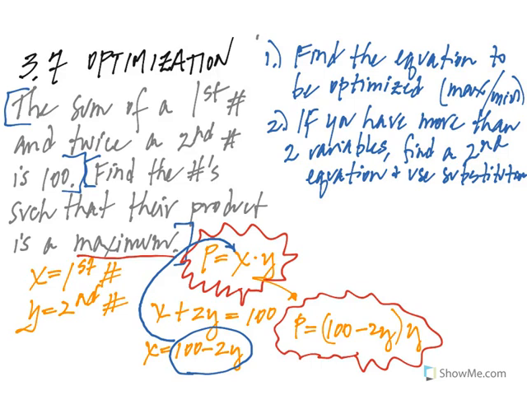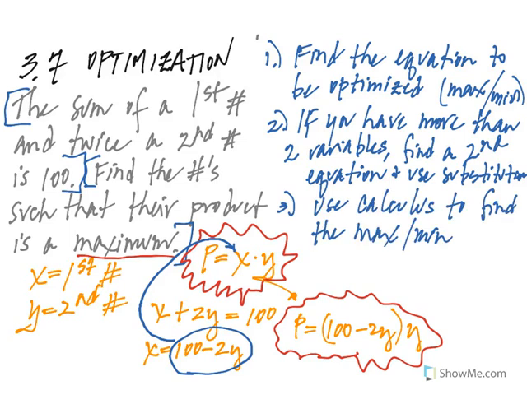All right, now that brings us to step 3. And step 3 is to use calculus to find the maximum or the minimum. Now, it'll depend on the problem whether you're finding a hilltop or a valley. In this case, I'm looking for a hilltop because it's a maximum. So from here on out, it's really nothing different. I'm going to take this problem right here, and I'm going to start doing calculus to it.